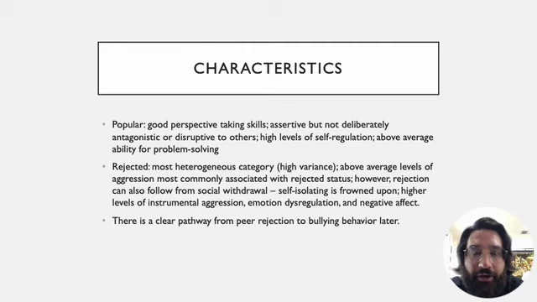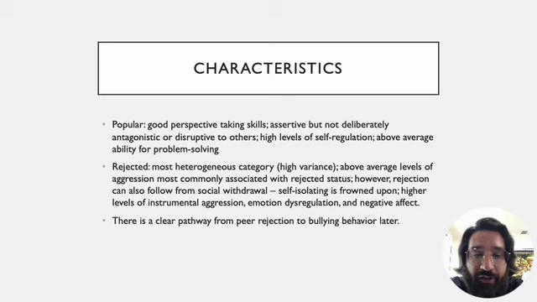And so if we look at the characteristics of some of these different kids, what we note with popular kids is that they have good perspective taking skills. They're assertive, but not deliberately antagonistic or disruptive to others, right? So they're able to assert their needs, but not in a way that's antagonistic or conflictual. High levels of self-regulation, right? So relatively higher in executive functioning. Above average ability for problem solving, right?